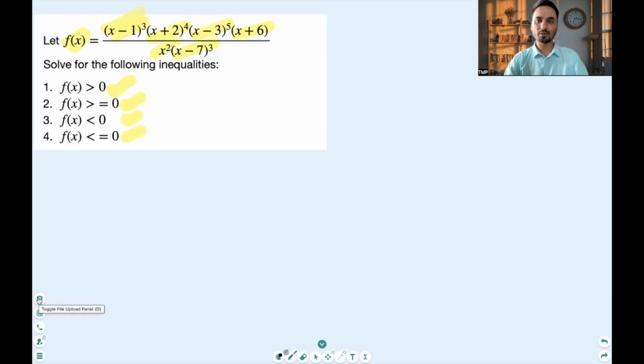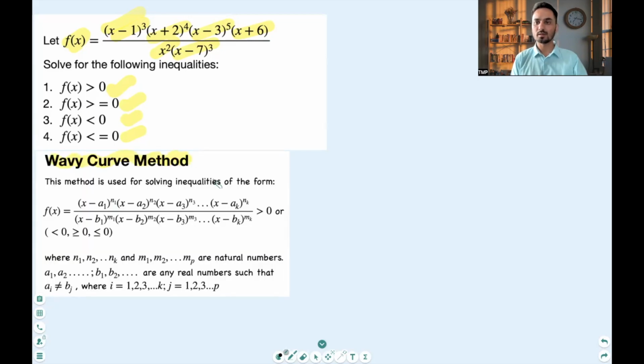Let's first talk about the Wavy Curve Method and where to apply it. The Wavy Curve Method can be applied to any inequality of the form (x minus a1) raised to the power n1, (x minus a2) raised to the power n2, and so on, divided by (x minus b1) raised to the power m1, (x minus b2) raised to the power m2, and so on, where the inequality is greater than 0, less than 0, greater than or equal to 0, or less than or equal to 0. The condition is the right-hand side should be set as 0, and all the powers are natural numbers; a1, a2, and so on, b1, b2, and so on, can be any real numbers.